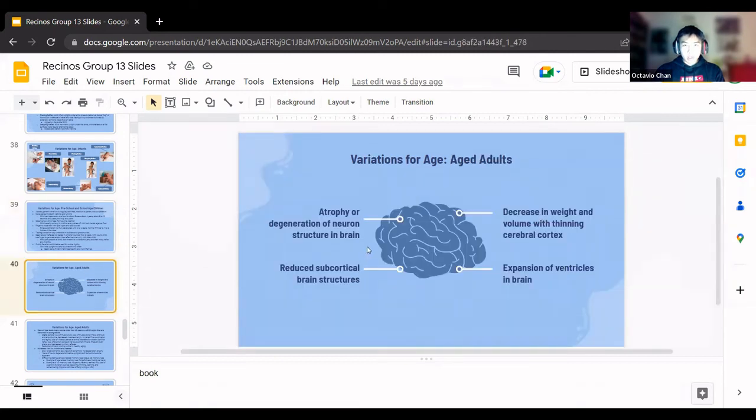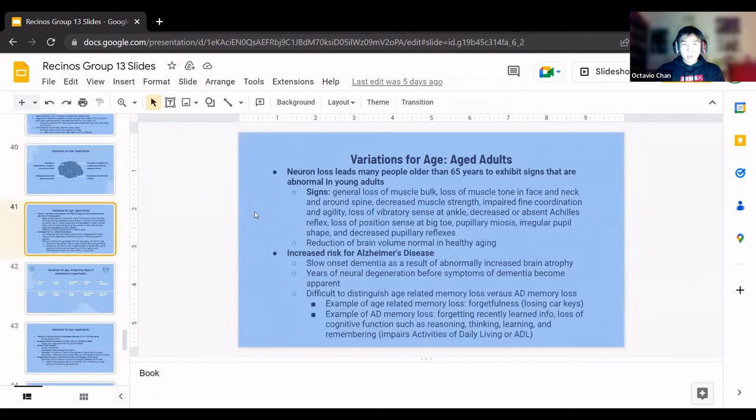For aged adults, usually atrophy or degeneration of neuron structure in the brain is evident. There's also a decrease in weight and volume with thinning cerebral cortex, an expansion of ventricles in the brain, and reduced subcortical brain structures. Usually neuron loss in aged adults leads many people older than 65 years to exhibit signs that are abnormal in young adults. These can include general loss of muscle bulk, loss of muscle tone in face and neck, decreased muscle strength, and impaired fine coordination and agility. There's also an increased risk for Alzheimer's disease in aged adults.